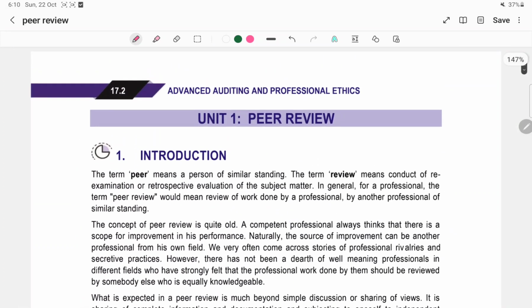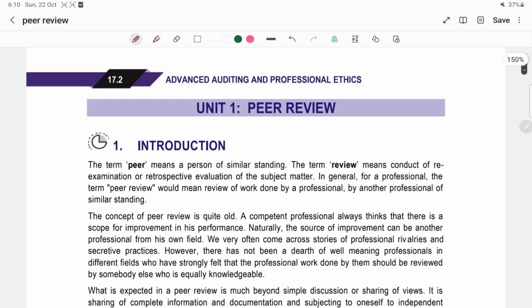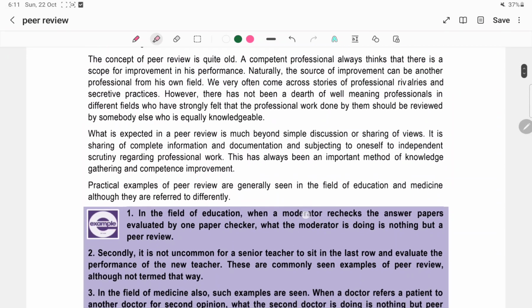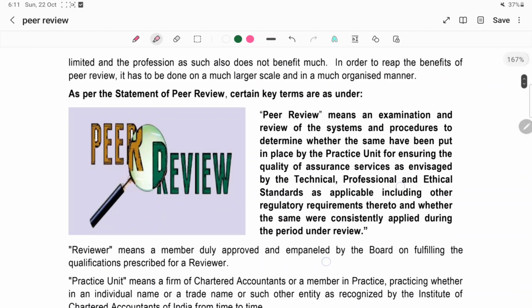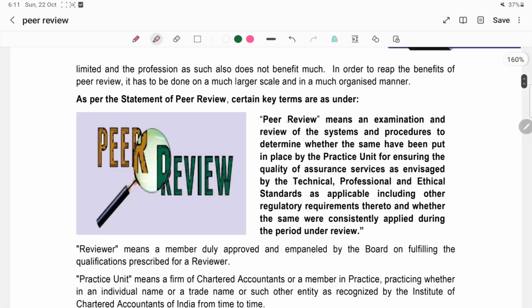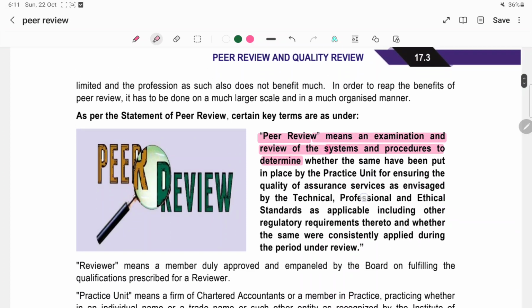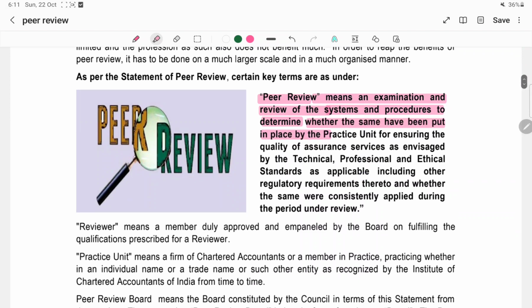This is the highlights from the ICAI study material. For your basic understanding, peer means a person of similar standing. Review means conduct of re-examination, that is checking or re-examining something. Then on the next page, the definition is important: peer review means an examination and review of the systems and procedures to determine whether the same have been put in place by the practice unit for ensuring the quality of assurance services as envisaged by the technical, professional and ethical standards as applicable, including other regulatory requirements thereto, and whether the same were consistently applied during the period under review.